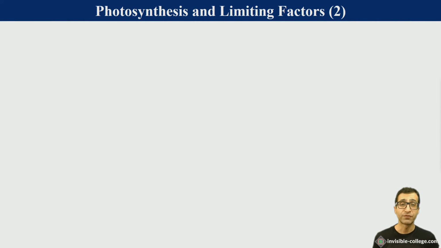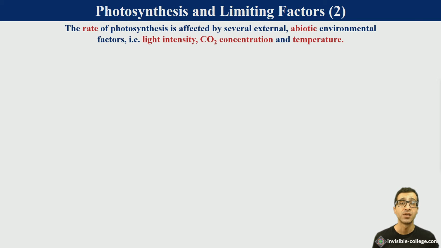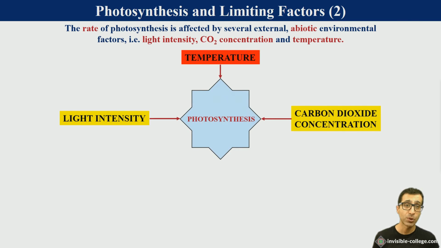So the rate of photosynthesis, which we can measure in various ways. We can measure, for example, the rate of production of oxygen by a plant, and so on. But the rate of photosynthesis is affected by a number of external abiotic factors. So light intensity, CO2 concentration, temperature, these are all abiotic factors. They are physical factors and chemical factors in the environment which are not involved in living systems themselves until they are incorporated into the process of photosynthesis.